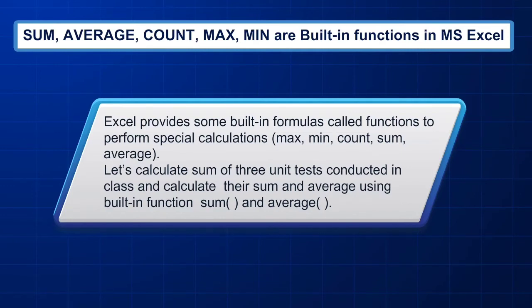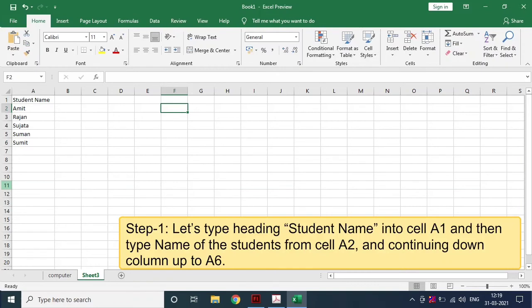Let's calculate the sum of 3 unit tests conducted in class, and calculate their sum and average using the built-in functions sum and average. Step 1. Let's type the heading Student Name into cell A1 and then type the names of the students from cell A2 and continue down the column up to A6.